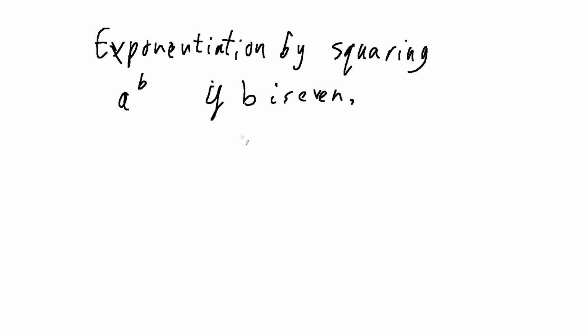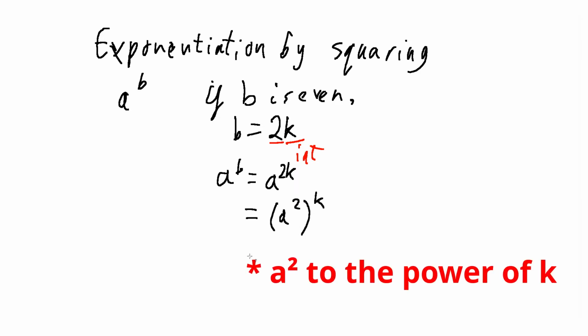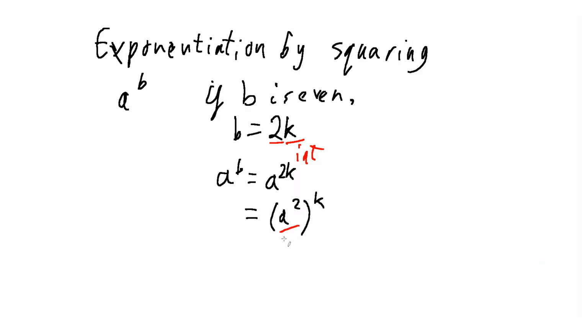then we know that b is equal to 2 times k, and this is a different k from before. K is some constant, some integer that is multiplied by 2, which is true for all even numbers. So we can say that a to the power of b is equal to a to the power of 2k. And now we can use the rules of exponents to work out that a to the power of 2k is the same as a squared to the power of k, and this is where the exponentiation by squaring comes in.